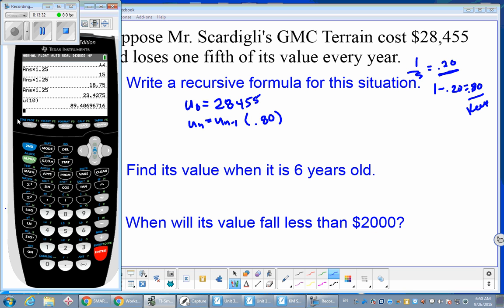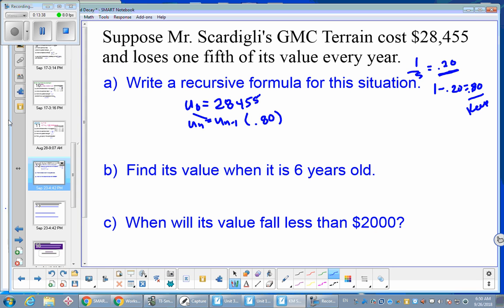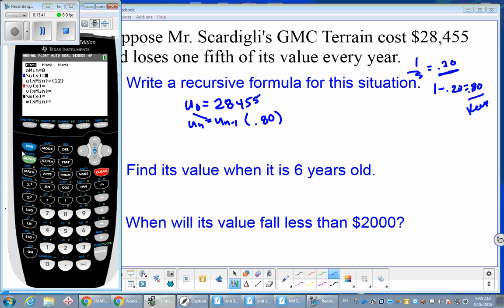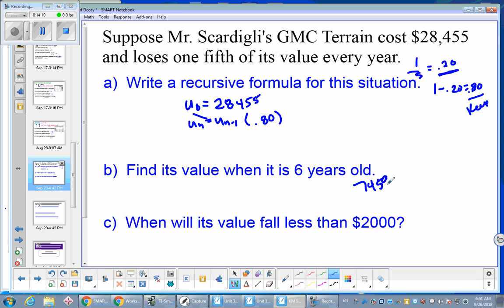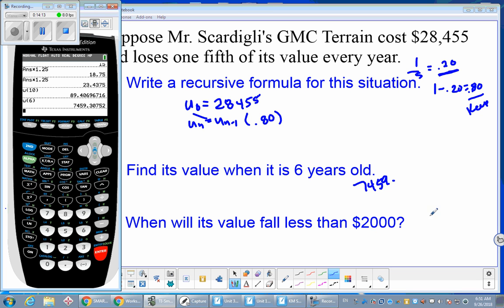So we're going to practice typing this in our calculator. Go to y equals. We have to change this first one to a 0 now because we're starting with u0. And then practice one more time. Second 7, parenthesis next to alpha is the n. And we are multiplying by 0.80. And then our starting value is 28,455. And we want to find the value after 6 years. So second 7, U6. So it's $7,459 and some cents. How many cents? 31.